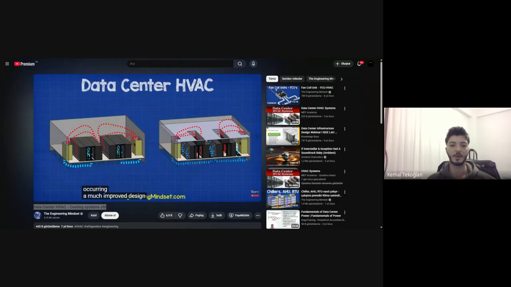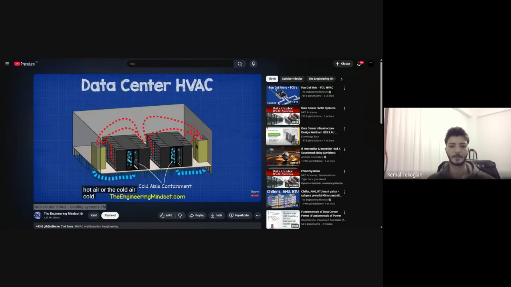A much improved design, and one that is very popular currently for both new and existing data centers, is to use a physical barrier to separate the two air streams. There are a couple of ways to do this. We can use a barrier around the server rack and then contain either the hot air or the cold air. Cold air containment is a very popular choice for existing data centers. That's because it is easy and cheap to implement, which means the payback is quick.